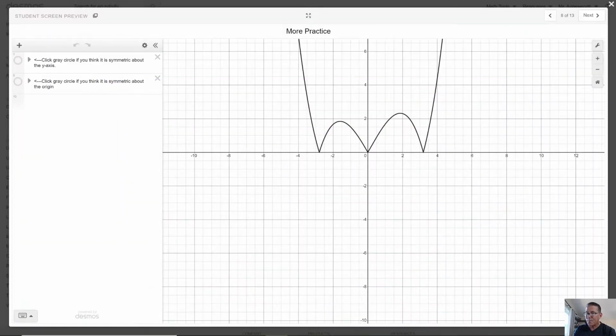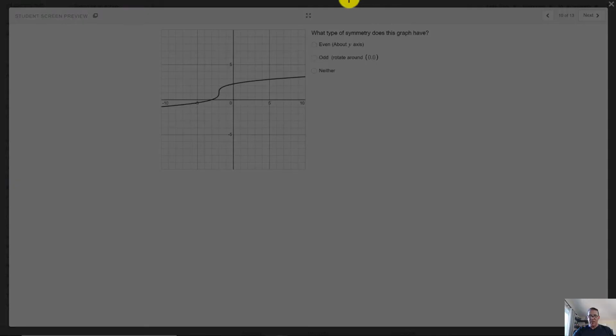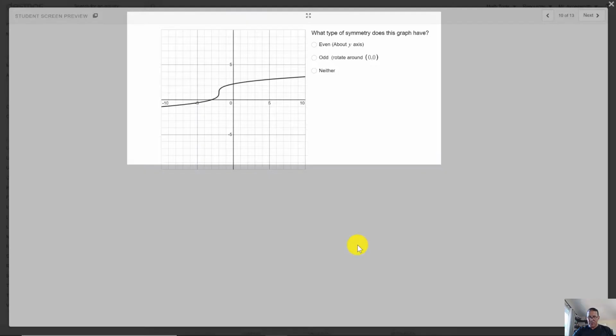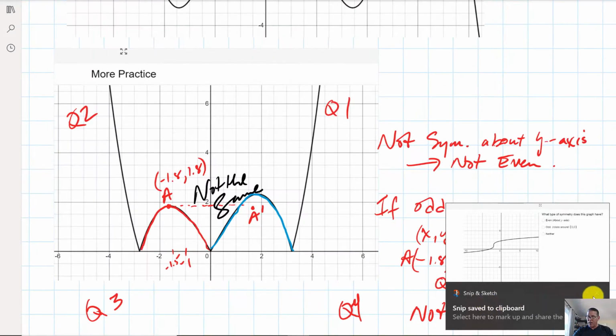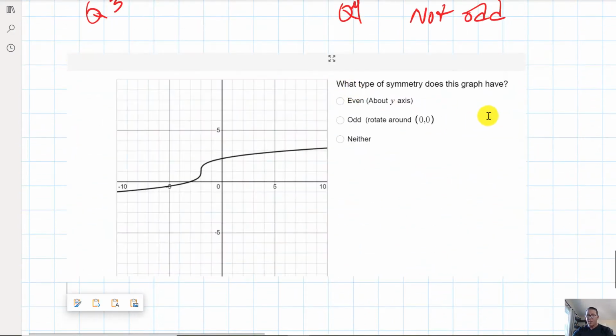A little bit more here. That's about the same. So on this one here, is it odd, even, or neither? What do you think? Let's take a look at it and analyze it. Right now you should be thinking something. What are you thinking? Is it odd, even, or neither? What type of symmetry does it have? Is it symmetrical about the y-axis? You should say something right now.